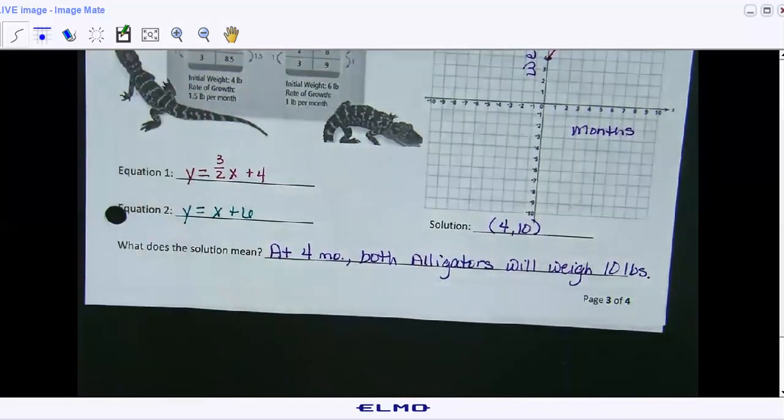And so that's how you interpret the solution of a system of equations when you're referring to real world situations.